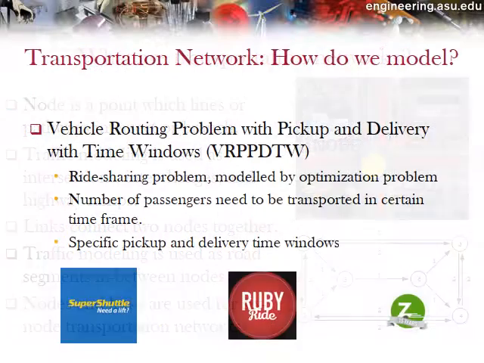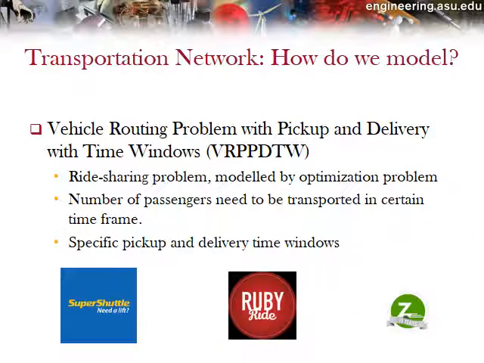specific area. Transportation network: how do we model it? Vehicle routing problems with pickup and delivery with time windows, or ride sharing problems, are modeled by optimization problems. There's the number of passengers needed to be transported in a certain time frame, and there are specific pickup and delivery time windows that need to be met. The goal is to find the optimal route for a fleet of vehicles to visit the pickup and drop off locations to satisfy the requirements. You can see there's SuperShuttle, Ruby Ride, Zipcar. These are examples of a few companies that use this method.